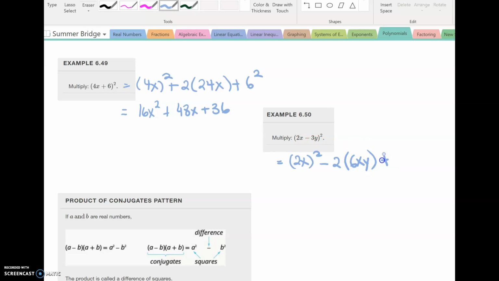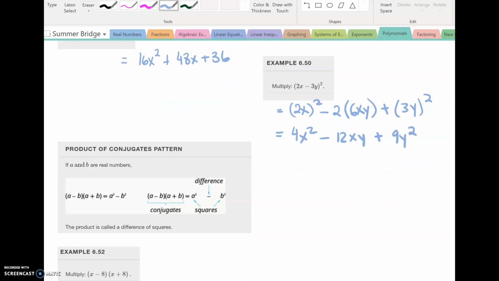And then my final term is going to be the second term in the binomial squared. So 3y squared. So again, I'm going to raise the 2 to the second power and the x to the second power. So 4x squared minus 12xy plus, and again, same thing here, 3 squared and y squared, so 9y squared. And that's your answer. Again, you're following the patterns for all of these.